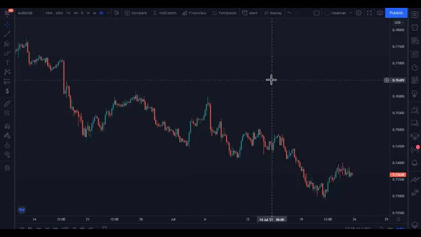This recording is my response to the last video I made. Some people gave feedback that they need more explanation on the concept of the volume profile, how exactly to use the volume profile.